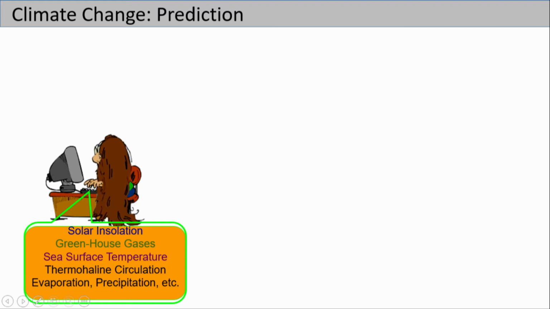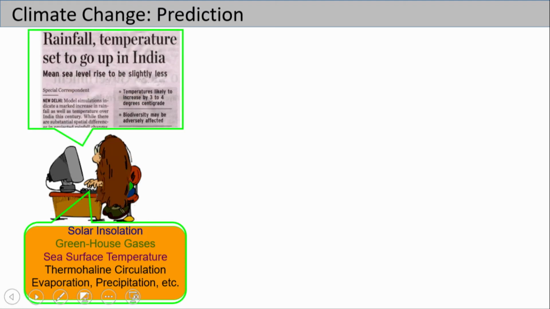So they try to understand the relationship between these different parameters, and then they run it for the future wherein we know the greenhouse gas concentration, and they suggest or come up with some estimates that the rainfall and temperature is set to go up in India. Now, what is the validity or reliability of these predictions? That has to be tested.